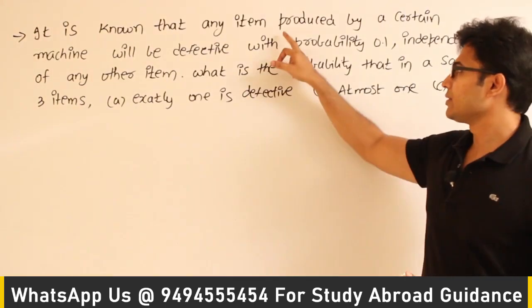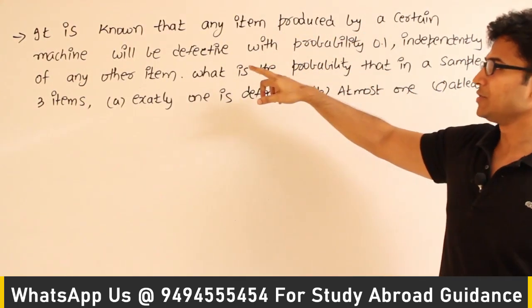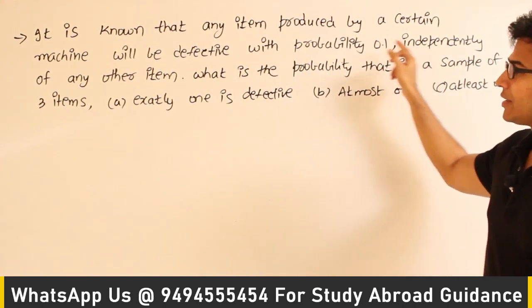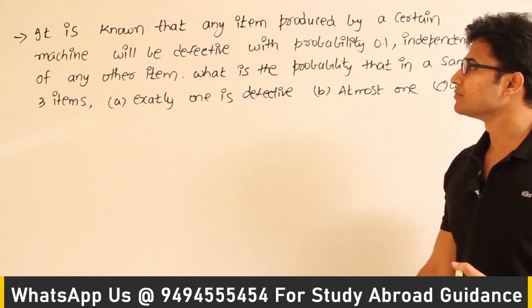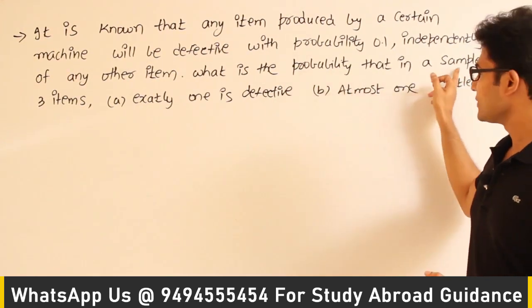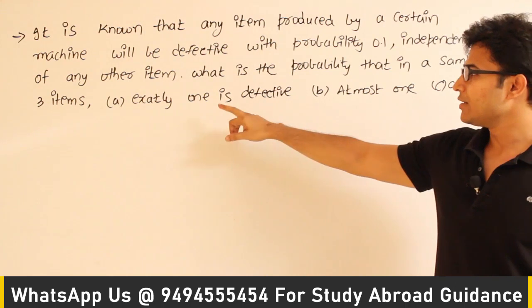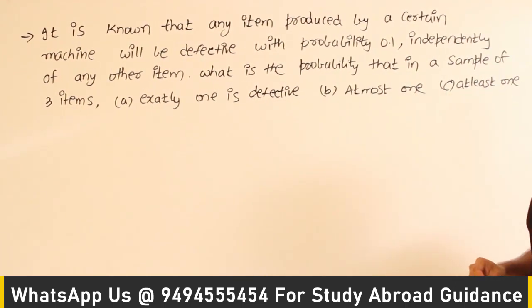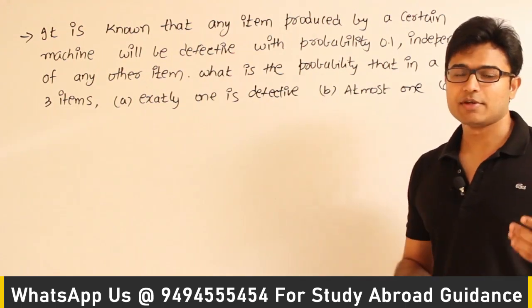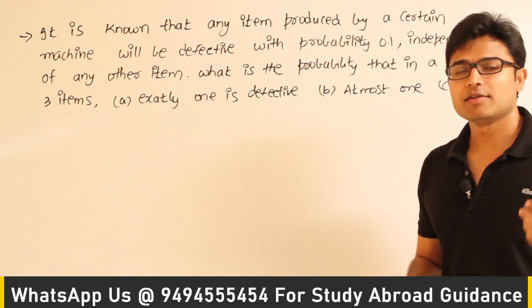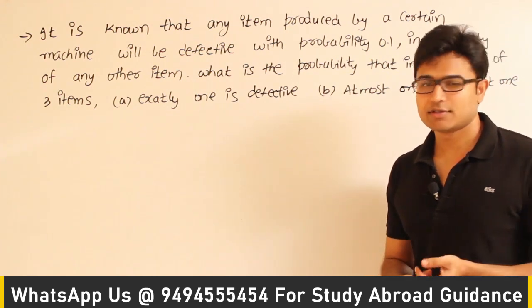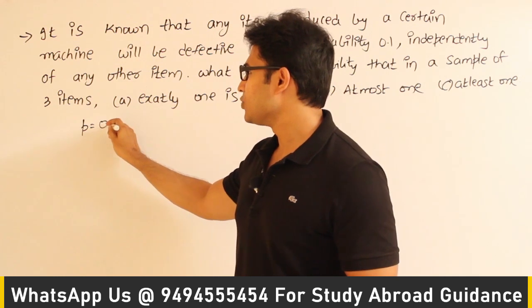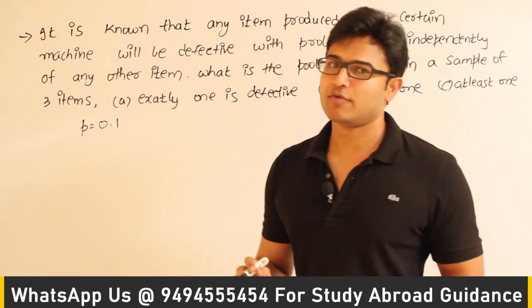It is known that any item produced by a certain machine will be defective with probability 0.1, independently of any other item. What is the probability that in a sample of 3 items, A, exactly one is defective, B, at most one is defective, C, at least one is defective? So a machine is producing some items, and the probability with which an item will be defective is 0.1. Let us denote the probability of being defective by p, which is 0.1.